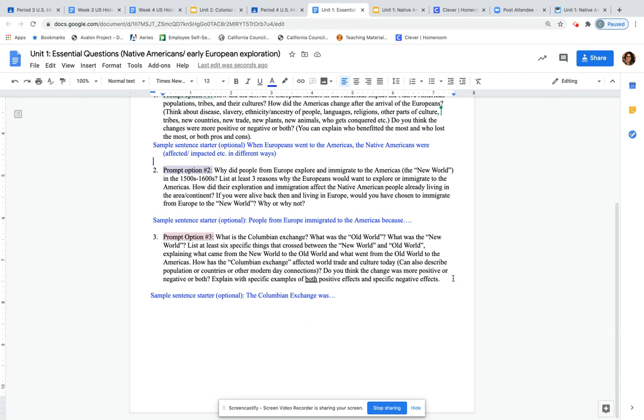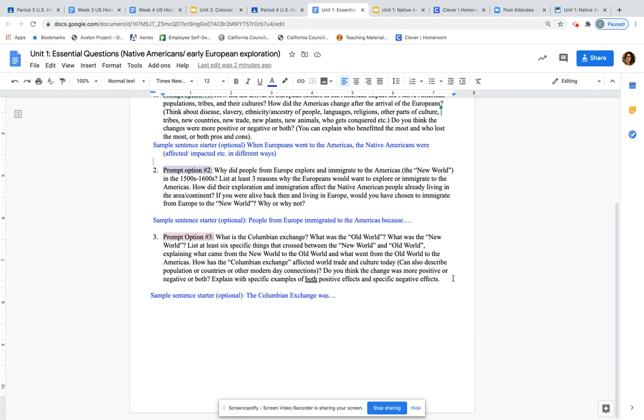Prompt option number 3: what is the Columbian Exchange? What was the Old World? What was the New World? Because if you're talking about the Columbian Exchange and the New World and the Old World, you have to explain that part to people. Again, you're pretending that you're having a conversation with someone who's never heard anything about that, and you're trying to explain this topic to them.